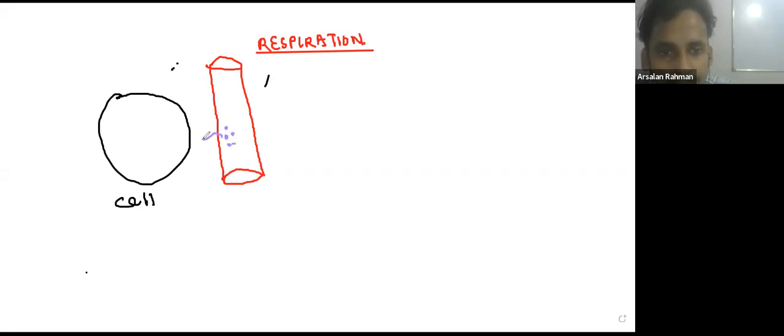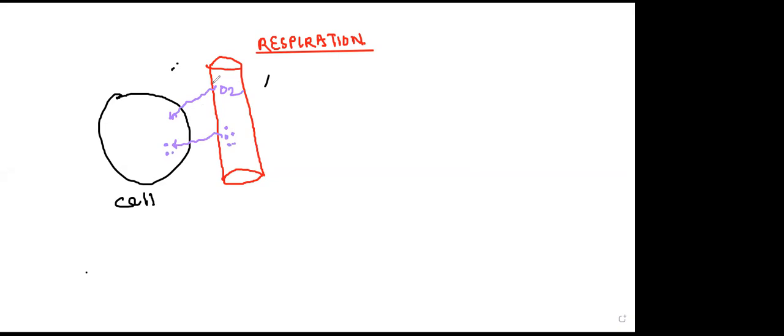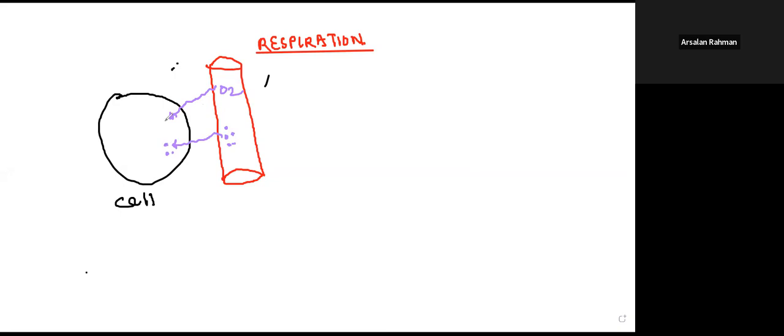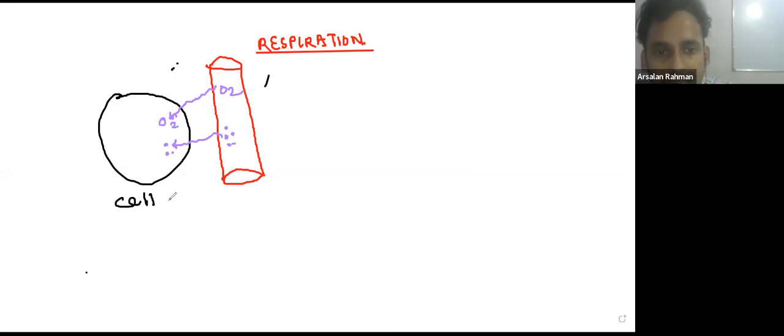And this food will be transferred into the cell. So suppose this is food. And blood will also carry oxygen. This will also enter into the cell. What will happen inside the cell?